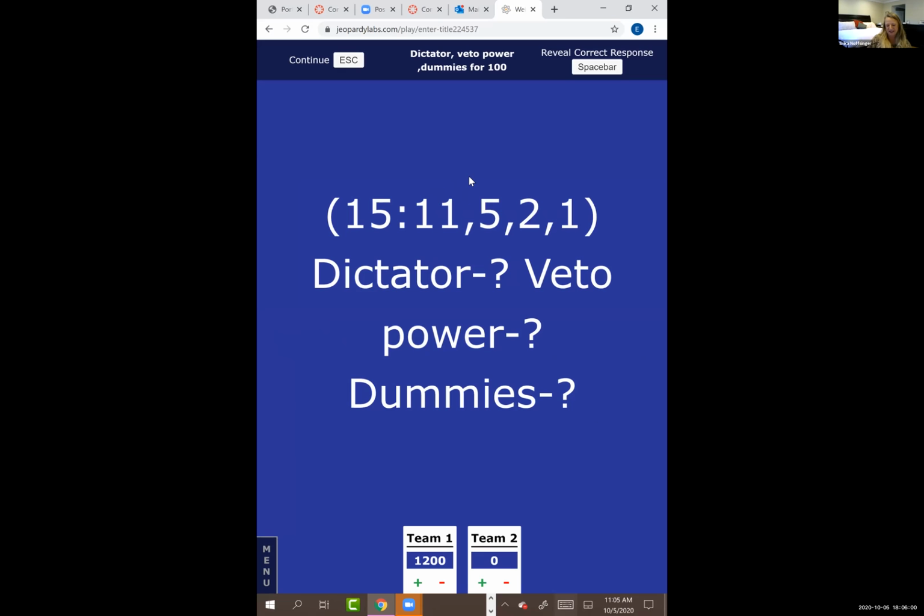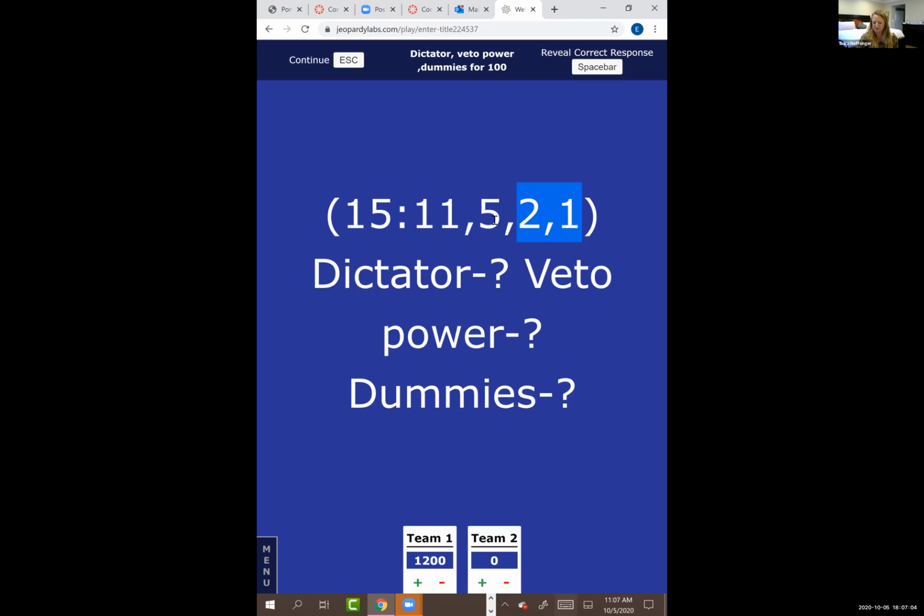Okay, is there a dictator, veto power, or dummies in here? So 11, 5, 2, and 1 are the weights, and 15 is the quota. That would be no dictator, 11 with veto power. Right? What about a dummy? I'm going to phone a friend. It sounds like someone says one is a dummy. So 2 and 1 would be dummies. The people that have votes of 2 and 1 would be dummies because they can never help influence the vote at all.